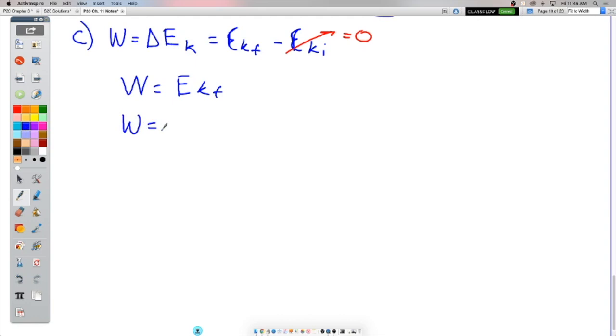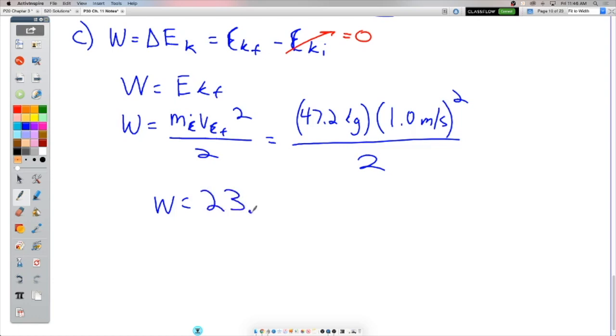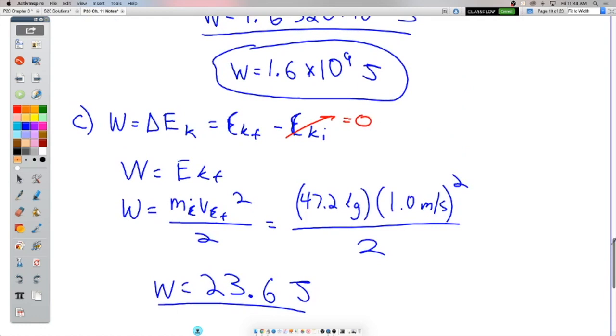So let's do this for the engine. That equals m_engine, v_engine final squared over 2, where the mass of the engine is 47.2 kilograms. The final velocity of the engine, as we were told, is 1 meter per second. Square that all over 2, and so the work done on the engine, you can probably already tell where this is going, is much, much smaller. The work done on the engine is only 23.6 joules. So I can hear you saying already, whoa, that's a very different answer between B and C, and I agree.